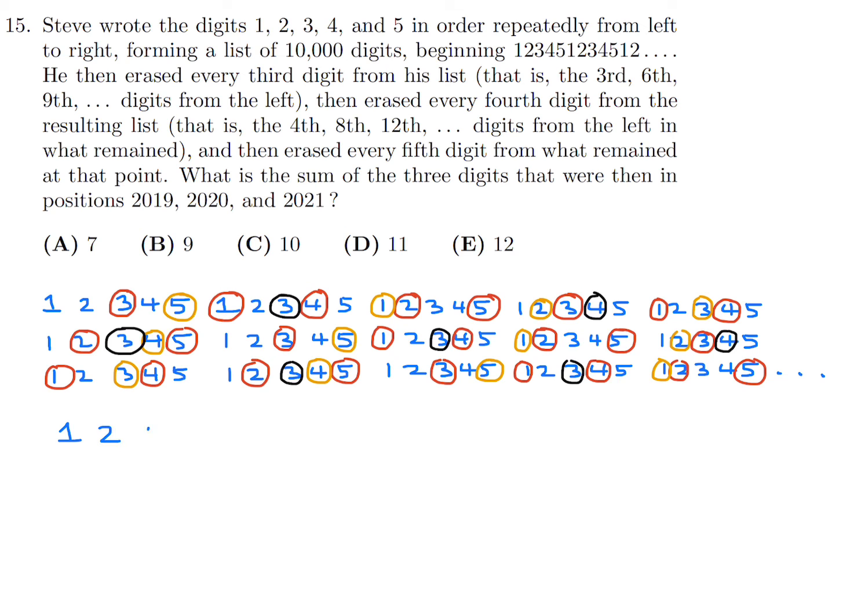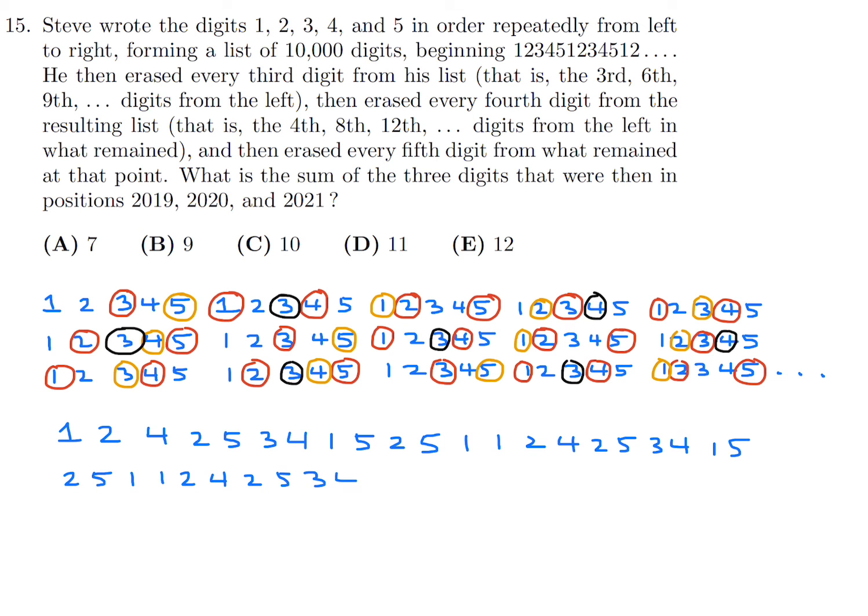Let's write out what's left. So 1, 2, 4, 2, 5, 3, 4, 1, 5, 2, 5, 1, 1, 2, 4, 2, 5, 3, 4, 1, 5, 2, 5, 1, 1, 2, 4, 2, 5, 3, 4. All right, a whole bunch of numbers. Does it make any sense?